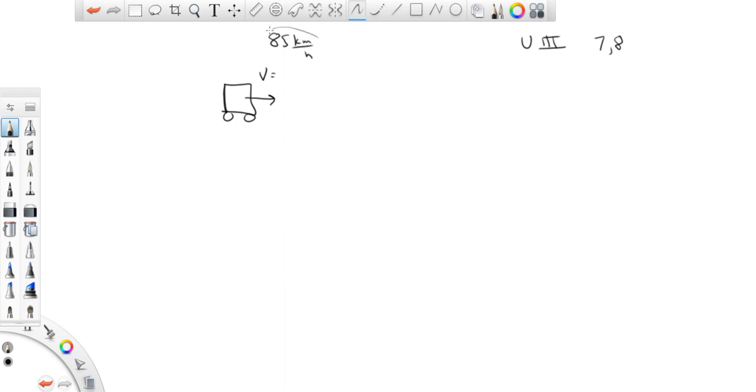First thing I would do is take this, and no doubt we're going to need this in meters per second. So there are 1,000 meters in 1 kilometer. That will help you out, and there are 3,600 seconds in 1 hour. That should help you with the conversion.